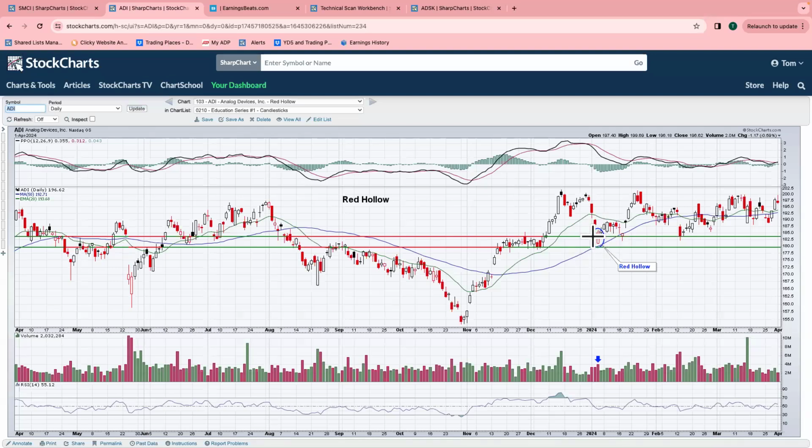But anyway, that's the red hollow candle. So you have the gap down, and then you come back up, you finish above the open. That's why it's hollow. And it's red because we still finished below the prior day's close. It was a down day. We lost money. If we were in the prior day and we hold through a red hollow candle, we are losing money. Just that we're not losing as much as we were at the opening bell.